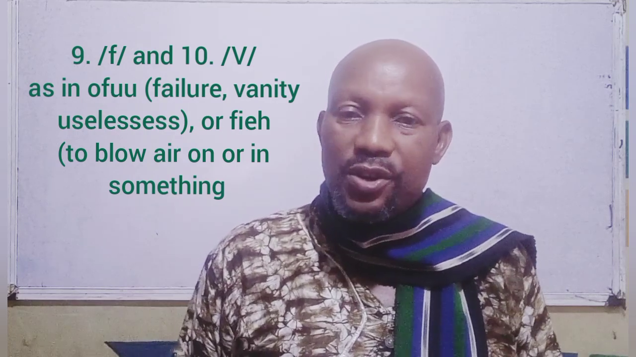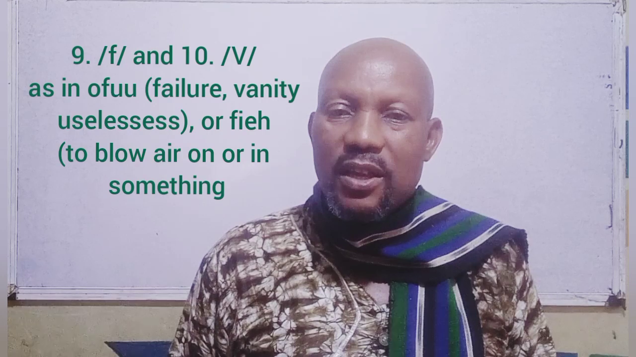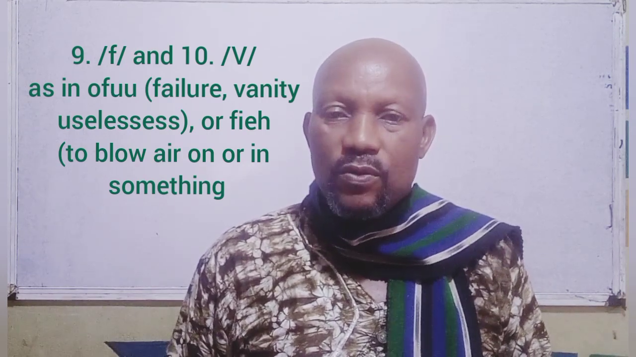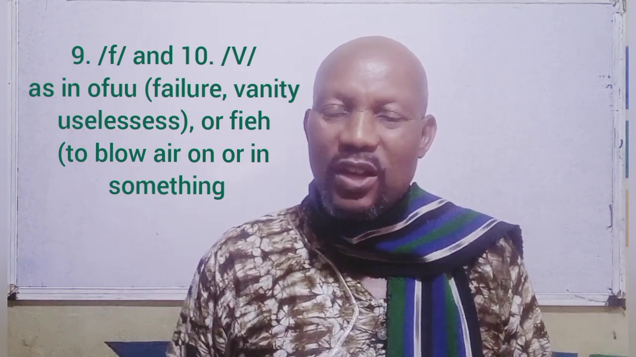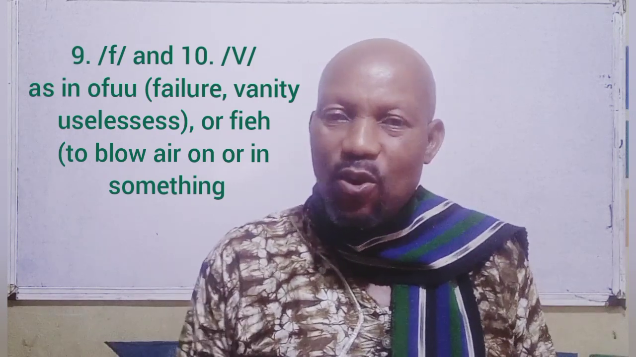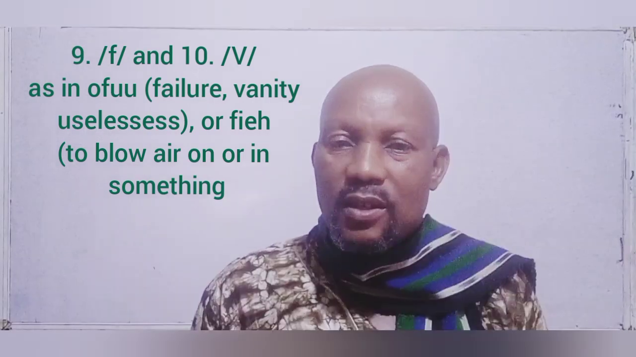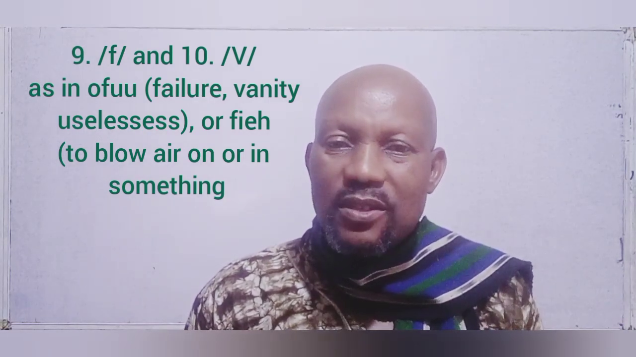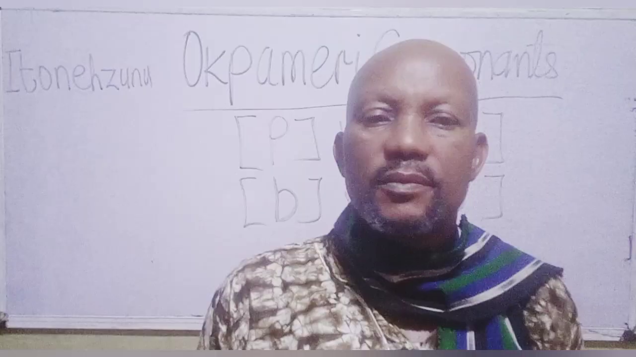Examples of some words with F and V are these. You can say ofu. That is vanity or uselessness. Ofu, madofu, meriofu. That is, I don't want vanity or useless thing or failure. Fie. Fie means to blow air into something, as in fire.